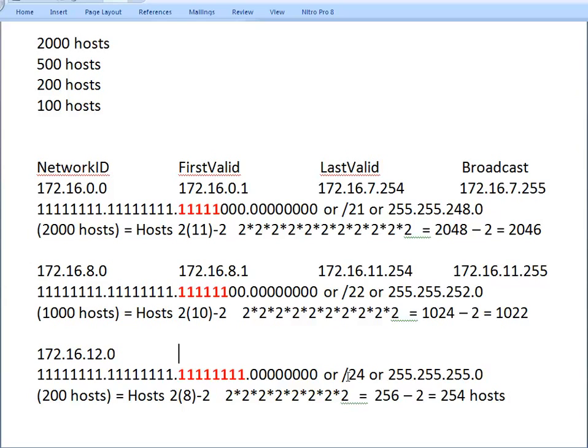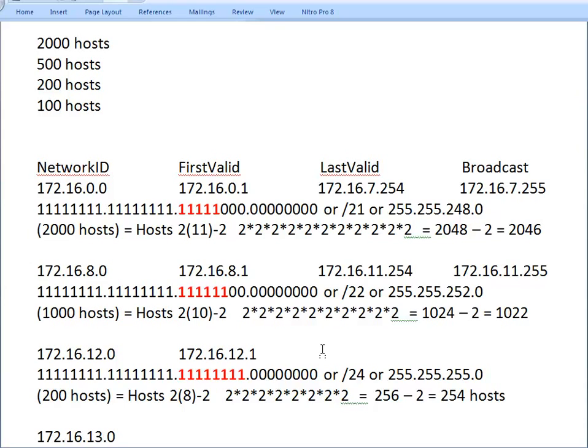That's enough. We need 200 only, so great. Now the first valid address is the network ID plus 1, so 12.1. For the last valid address and broadcast, it's better if you find the next network ID. Next network ID, 172.16, I can just write it. Now, the separation is happening on the third octet, between third and fourth. So this bit is on the third octet, and it represents 1. So we have to increment the third octet by 1. So 12 plus 1 is 13.0.